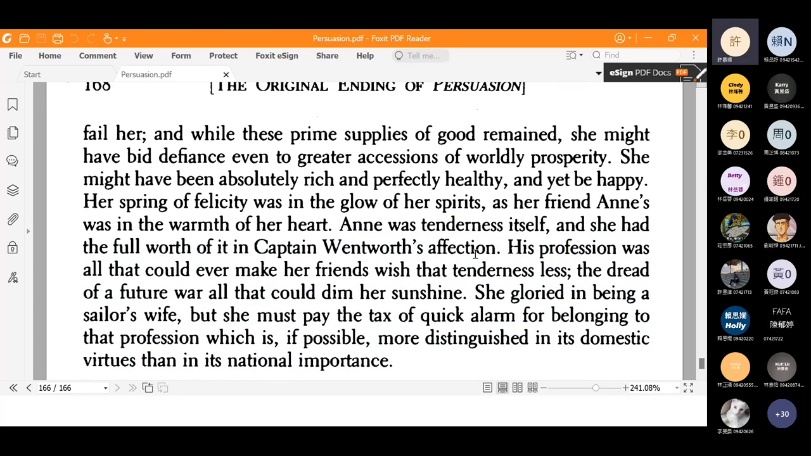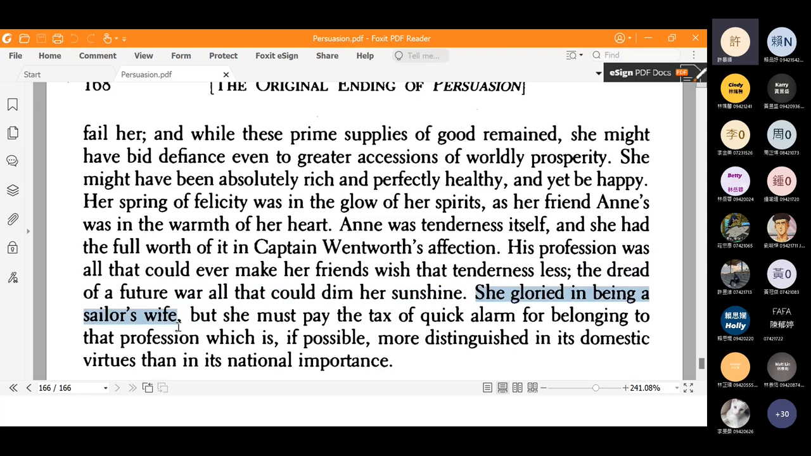So they're both happy, they both love each other, they have money, but his profession as a sailor was all that could ever make her friends wish that tenderness less. This is the only thing that makes her friends worry. The dread of a future war, all that could dim her sunshine. This is 唯一阴暗的地方, 未来如果爆发战争的话.